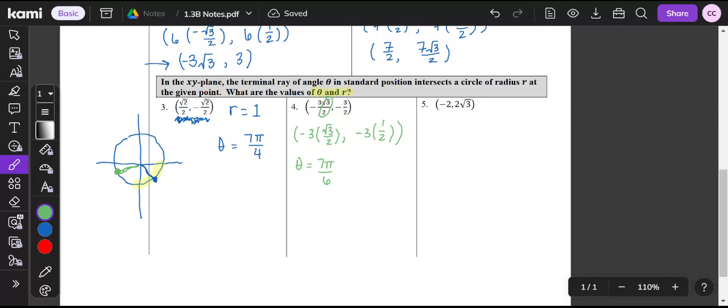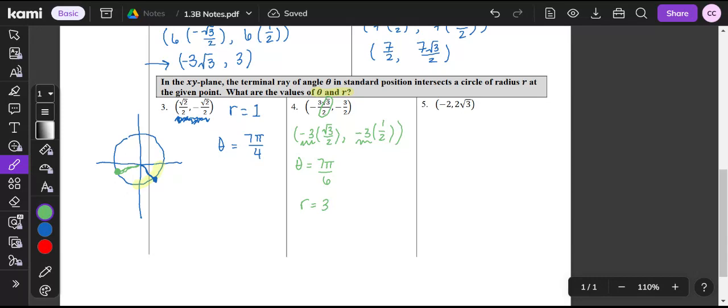And then my radius, it looks like both of those were multiplied by 3. Okay, so my radius is 3. Now be careful, your radius is not negative 3. The negatives just tell you what quadrant you're in, all right? You can't have a negative radius, just like you can't have a negative measurement of something.